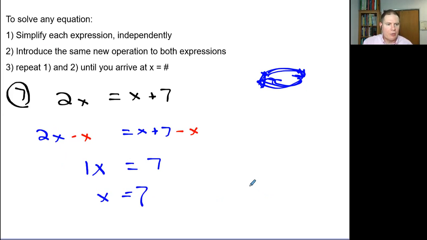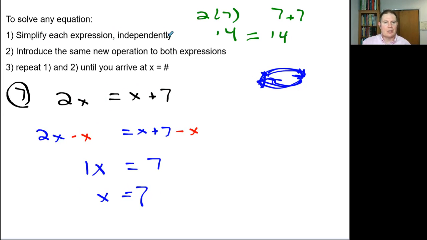So we haven't checked any of our previous equations. Let's check this one. x is 7. Let's see if that works. 2 times 7 is 14. And over here I have x plus 7. So that's 7 plus 7. 7 plus 7 is 14. 14 is equal to 14. That's a true statement. So x equals 7 is my solution to that original equation, right?